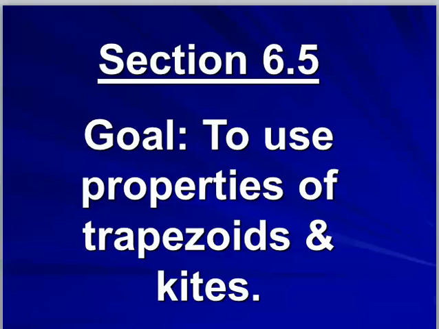Section 6.5, we're going to use properties of trapezoids and kites. So continuing to talk about our quadrilaterals, the next two special types we're going to talk about are trapezoids and kites. First, we're going to go back and review what we know about parallelograms.